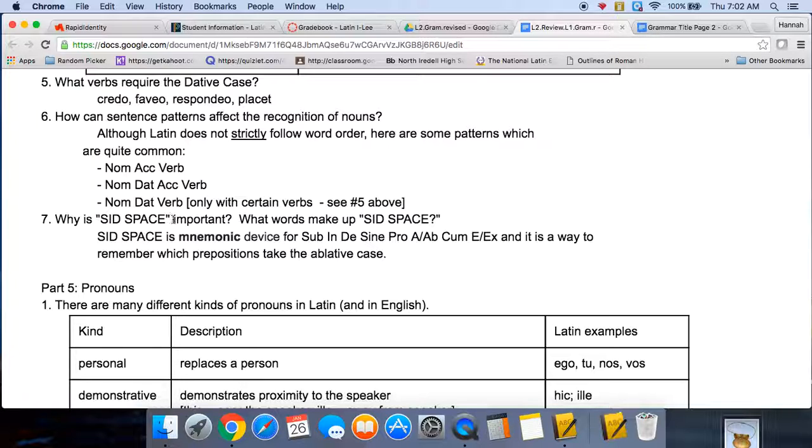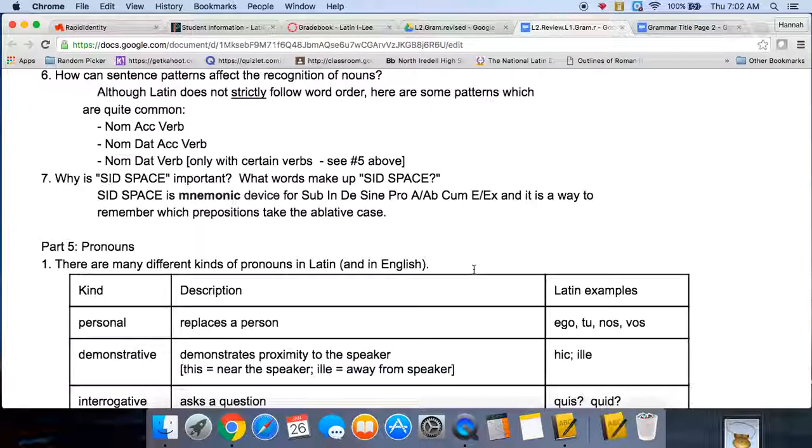Right, number 7, here's the SID space that I showed you back up in part 1. SID space is a way to remember the prepositions that take the ablative. If it's not SID space, that means the preposition takes the accusative.